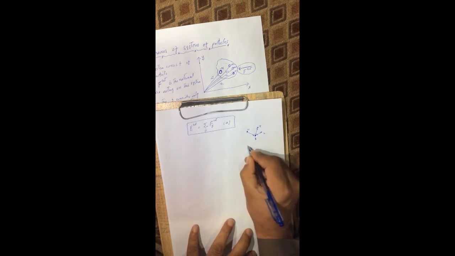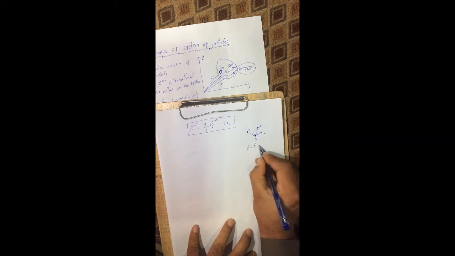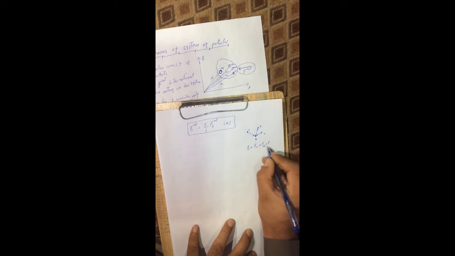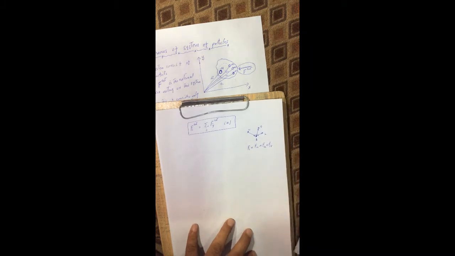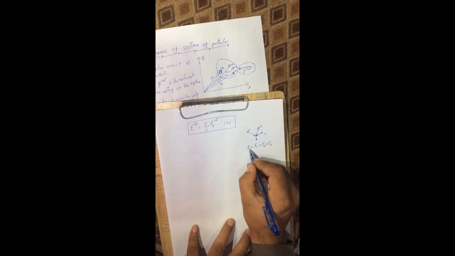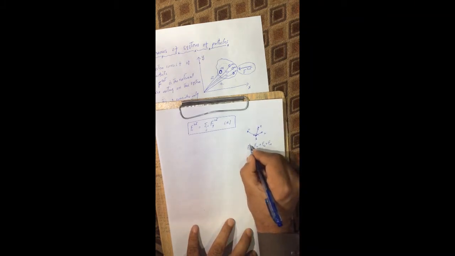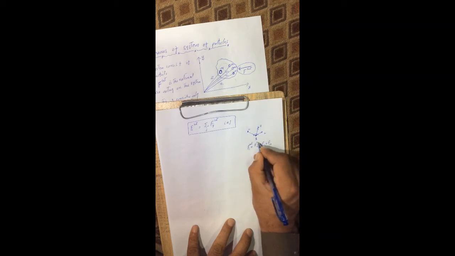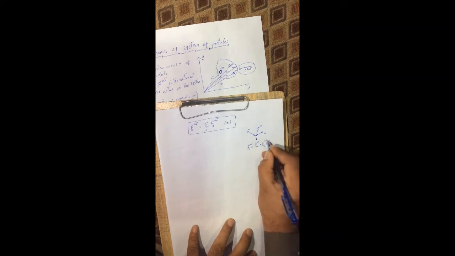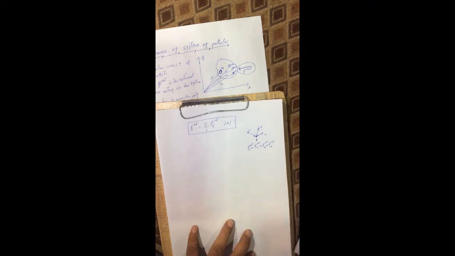So the total force on particle 1 will be the force exerted by particle 2 on 1 plus the force exerted by particle 3 on 1 plus the force exerted by particle 4 on 1. So this is the total force exerted on particle 1, but these are the internal forces, so I will use int in the superscript.